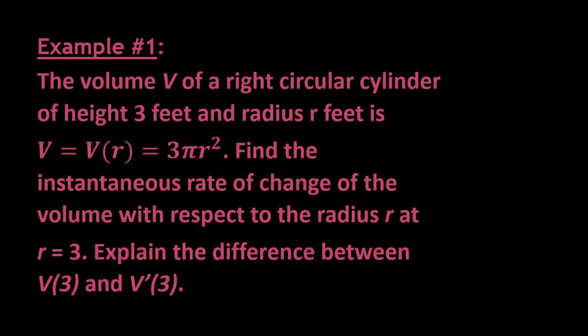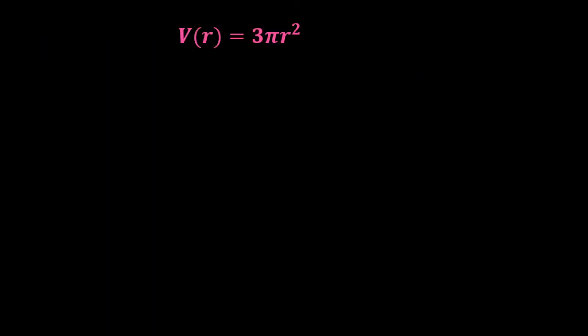All right, so let us do a couple examples. We have the volume of a right circular cylinder, height 3 feet, and radius r: V of r equals 3 pi r squared. Find the instantaneous rate of change of the volume with respect to the radius at r equals 3. Explain the difference between V of 3 and V prime of 3.